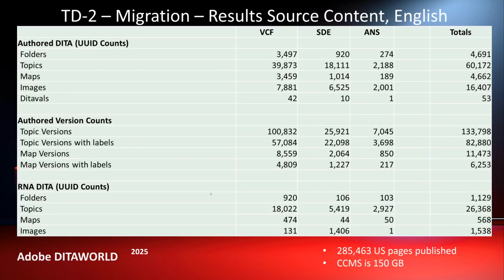The TD2 numbers are a lot lower. I mean, we started with 2 million topics. We ended up with, I did the math earlier, 75,000 UIDs, 100,000 versions. But that's producing 285,000 pages. That's not including images. So the reuse level was maintained.